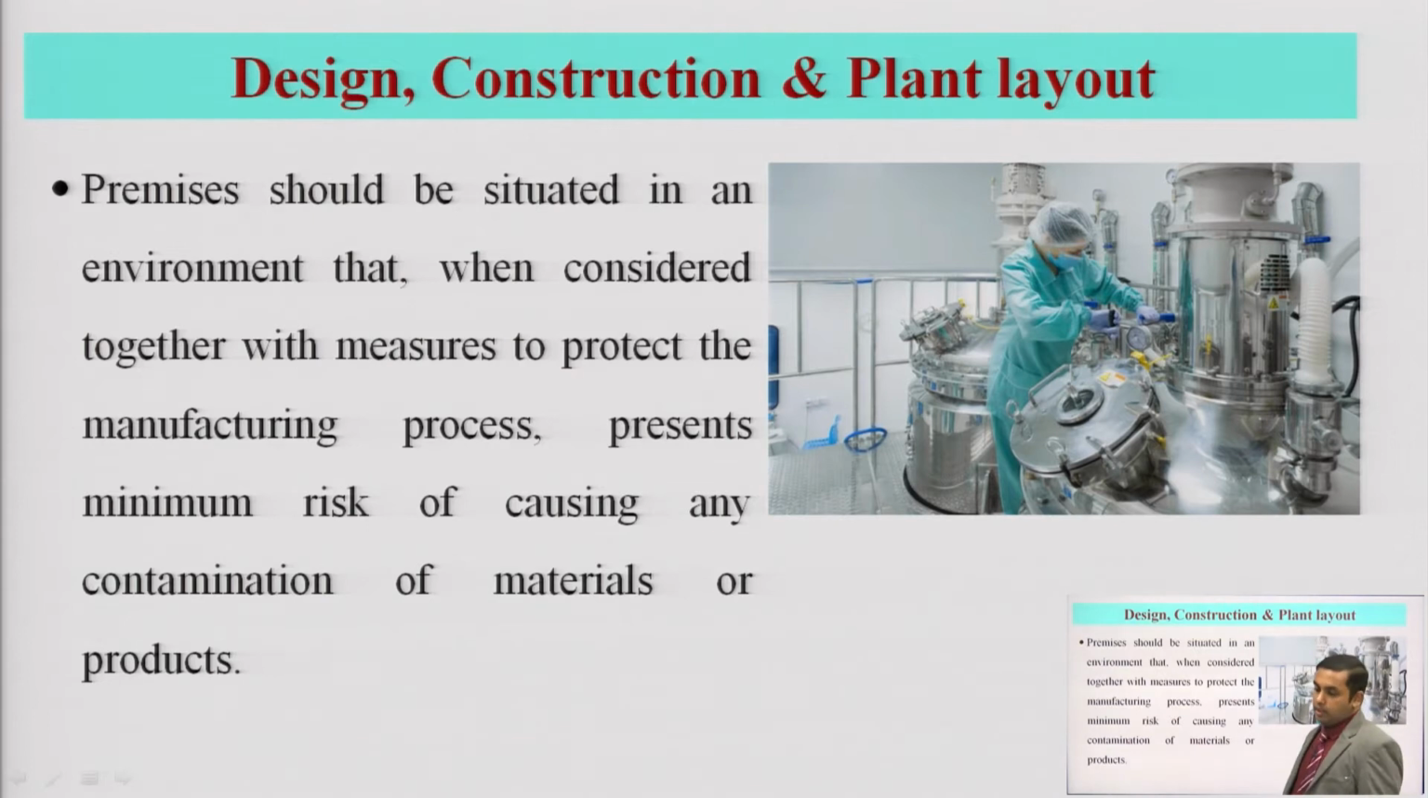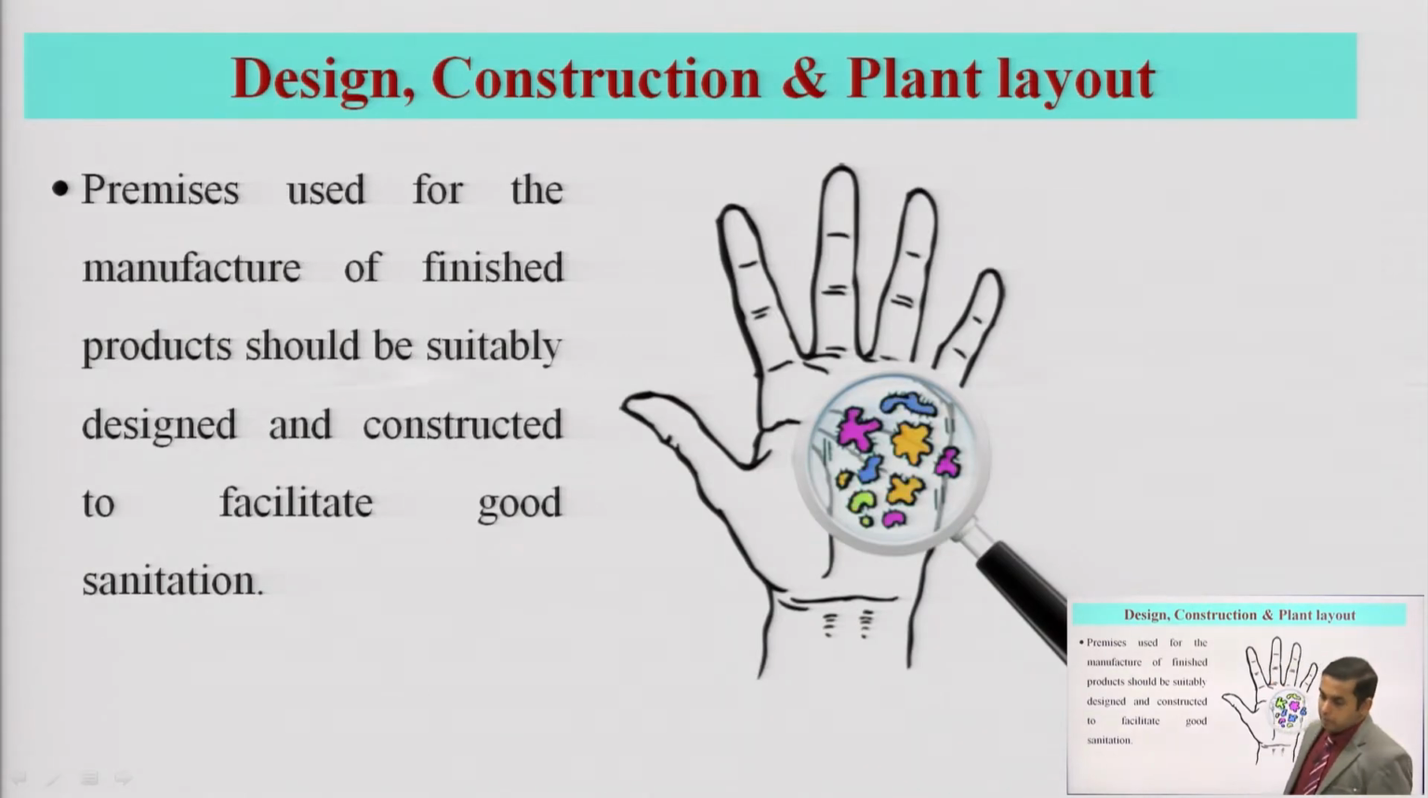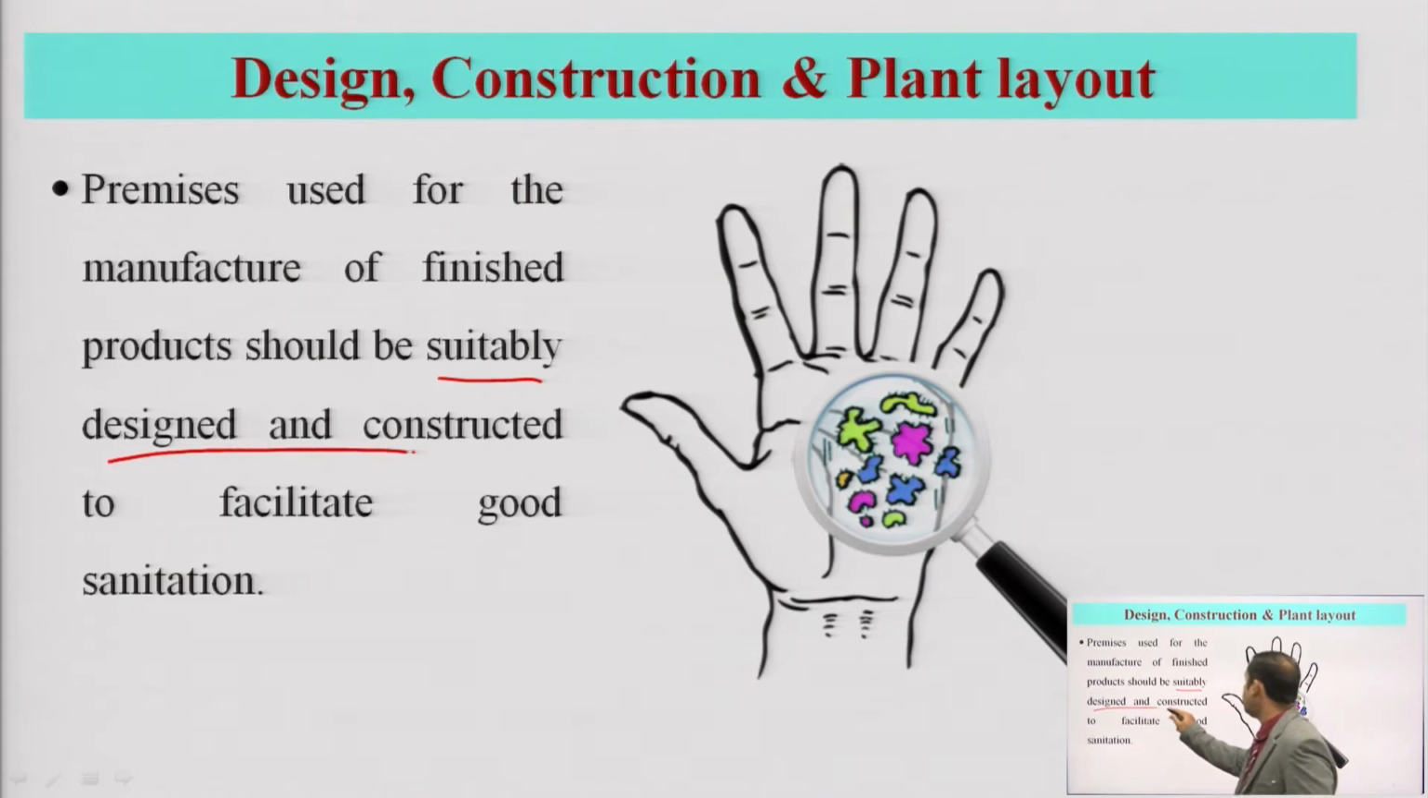Premises should be situated in an environment that, when considered together with measures to protect the manufacturing process, presents minimum risk of causing any contamination. See, again and again I am using the word contamination, because most of the time we face quality related issues just because of contamination. And premises used for the manufacture of finished products should be suitably designed and constructed to facilitate good sanitization.